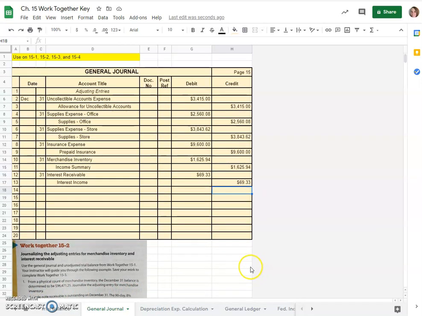That is it for 15-2 Work Together, and I'm fairly confident that you can complete it on your own. Just be very careful to follow the way you do the formulas. Don't get tricked into using 90 days for the note instead of 360. You still have to use that whole section of a year to calculate your interest. So, good luck.